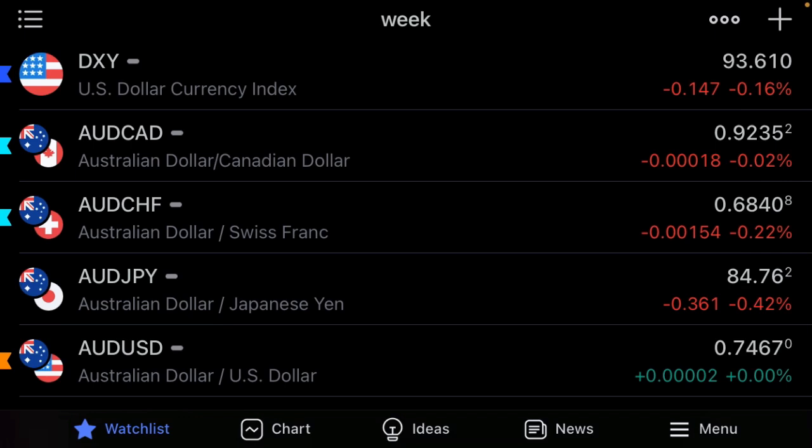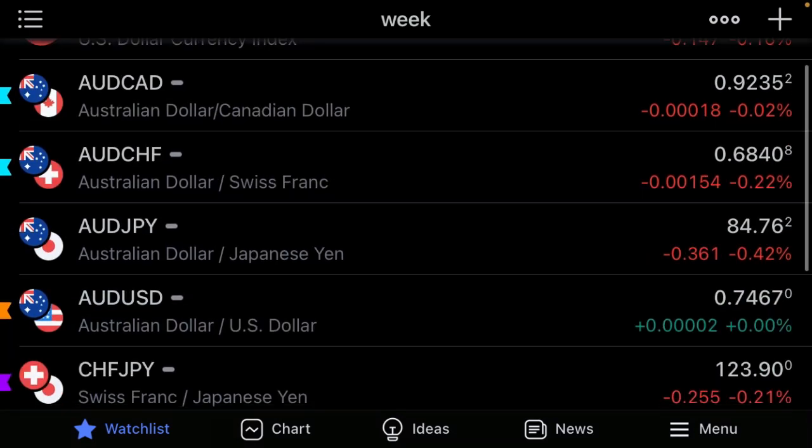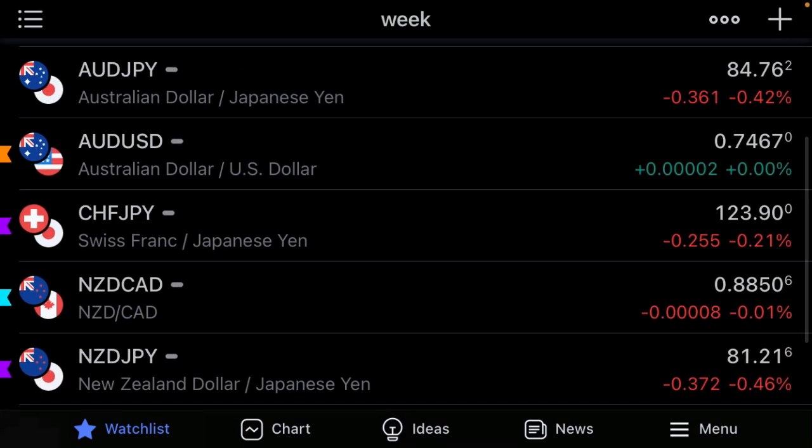Now in today's weekly market forecast guys, we're gonna go through 4 different pairs: the DXY, Aussie CAD, Aussie Swiss franc and New Zealand dollar CAD.